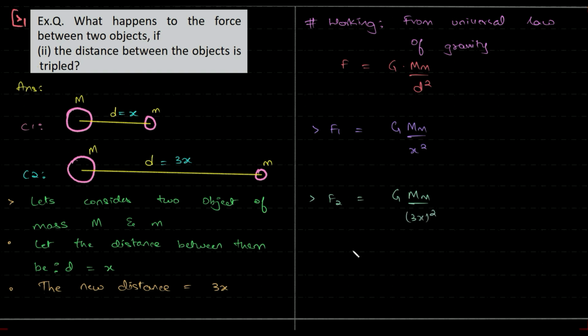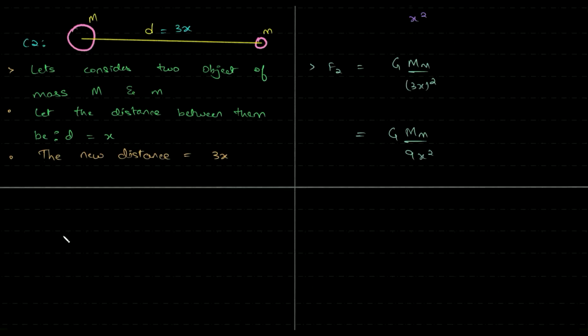So now we have to open the brackets, so GMM by 9x square, is it not, guys? 3x the whole square is 9x square. Square each of the terms over there. And now we have F1 by F2, which is equal to GMM by x square getting divided by GMM by 9x square.